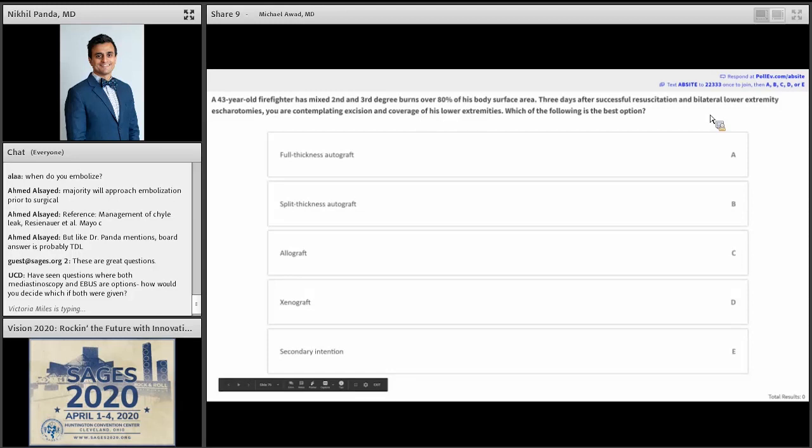One more question here. We've got a 43-year-old firefighter who has mixed second and third degree burns over 80% of his body surface area. 3 days after successful resuscitation and bilateral lower extremity escharotomies, you're contemplating excision and coverage of his lower extremities. Which of the following is the best option? A, full thickness autograft, B, split thickness autograft, C, allograft, D, xenograft, and E, secondary intention.